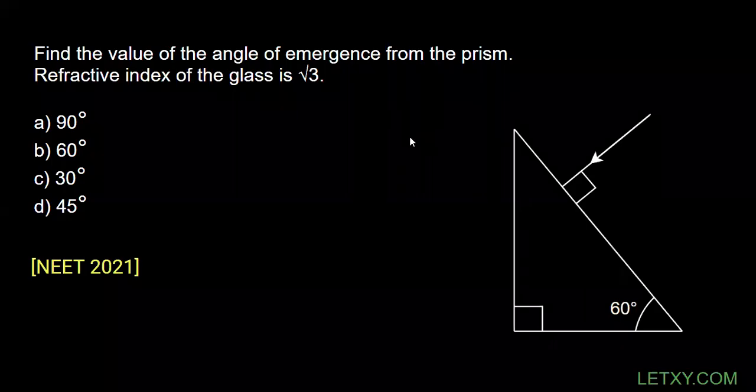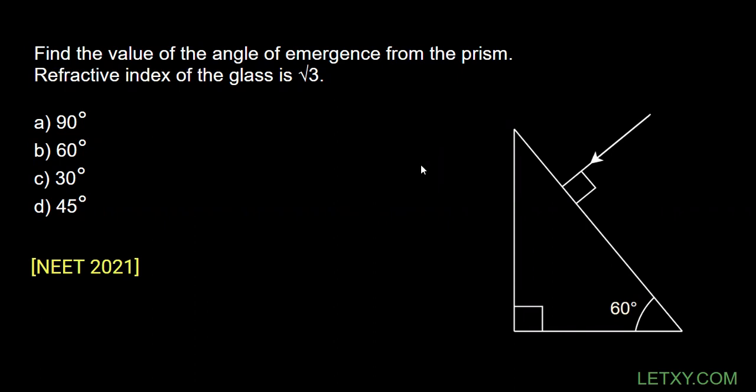Hello everyone. Here is the question that we are having. Let's read it out. Find the value of the angle of emergence from the prism. Refractive index of the glass is √3. Refractive index is given to us and we have to find out the angle of emergence from the prism.